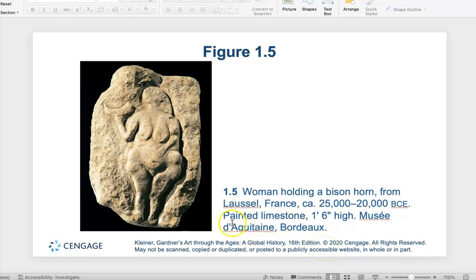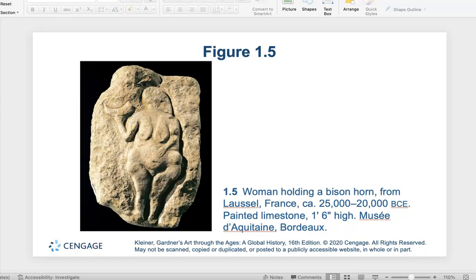Again, a woman with extra tissue, extra fat tissue on her body, droopy breasts, a big tummy. She might even be pregnant. Big, wide, boxy hips. No face, at least not anymore. Maybe it had a face at one time, but it got destroyed for whatever reason. And she's holding a bison horn.